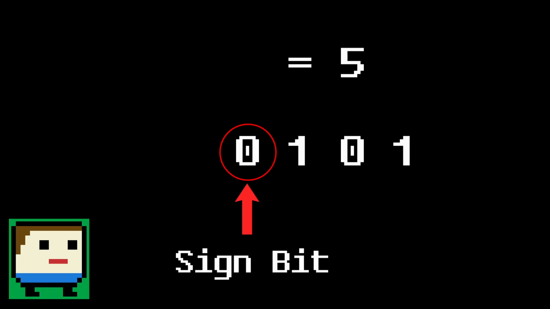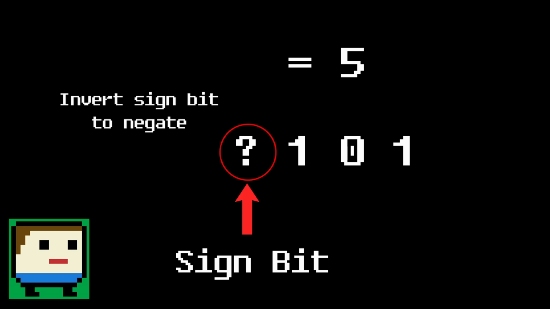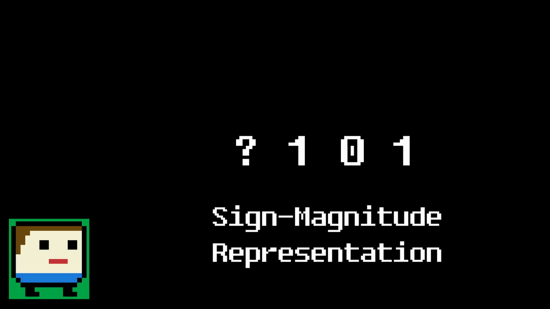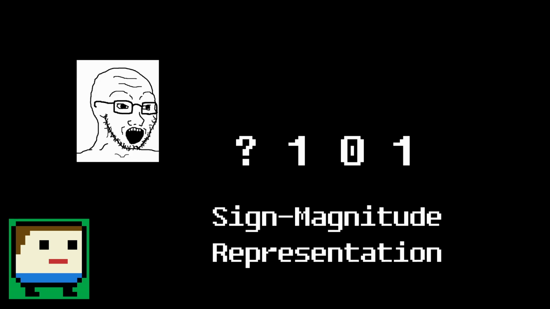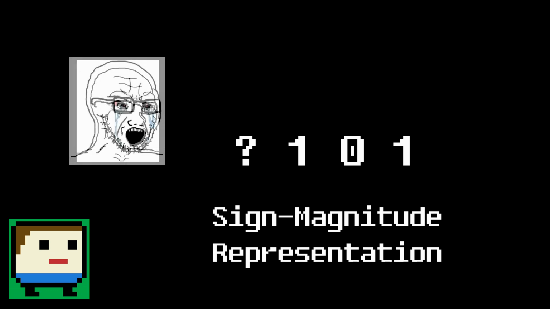And of course, to negate a number, we just have to invert the sign bit. So far so good. This form is called sign magnitude representation, and it looks like a good solution at first, but its issues become clear once we actually try working with it. Let's try doing a problem, say 3 minus 5.